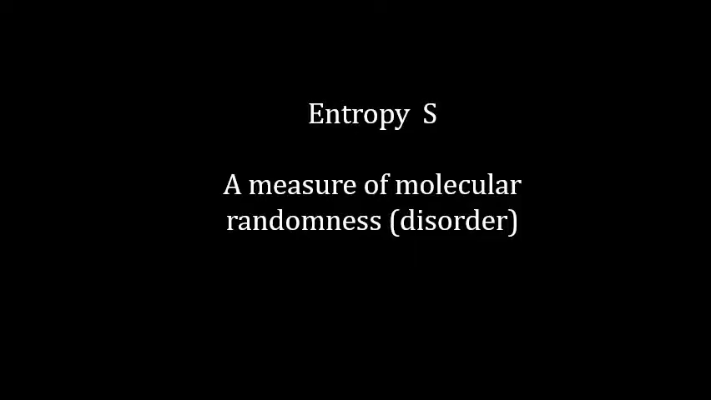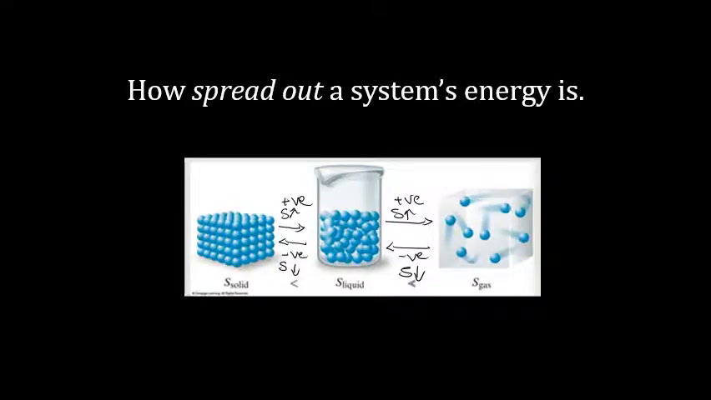Entropy is a measure of molecular randomness. That means it's a measure of disorder in a system. Another way to think of entropy is that it describes how spread out a system's energy is. Say, for example, here we have solid ice, liquid water, and gaseous water vapor. We can see that energy is more in the case of gaseous water vapor. So we say that the entropy of the vapor phase is higher than the liquid phase, and the entropy of the liquid phase is higher than the solid phase.